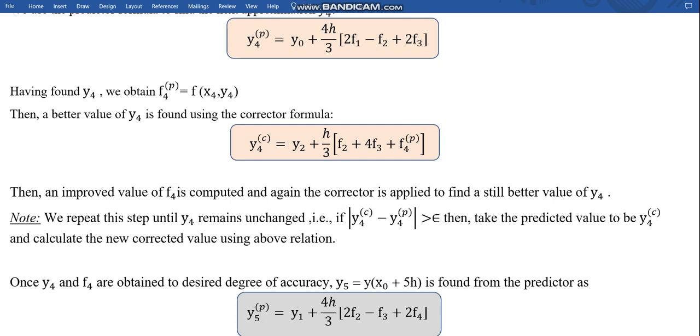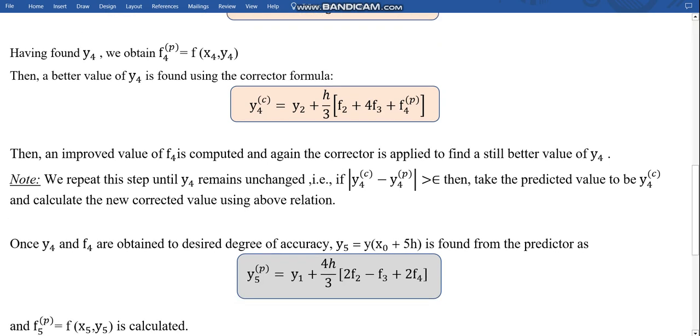Now the improved value of f4 is computed again and the corrector is applied to find a still better value of y4. Now how much we have to correct this value? We will be doing that until the modulus of the difference between the corrected and the predicted value is less than epsilon. If their absolute value is greater than epsilon, then we take the predicted value to be our corrected value and calculate the new corrected value using the above relation.